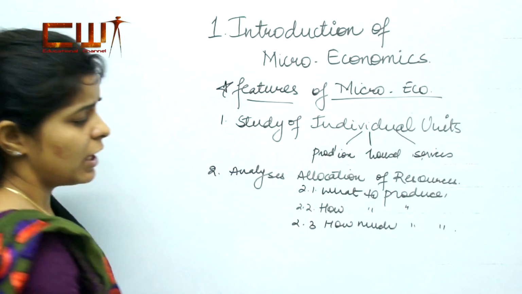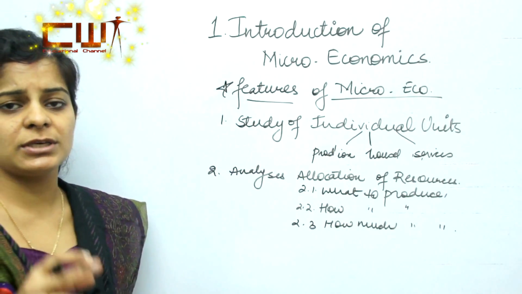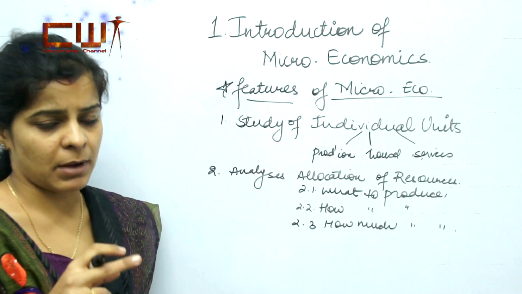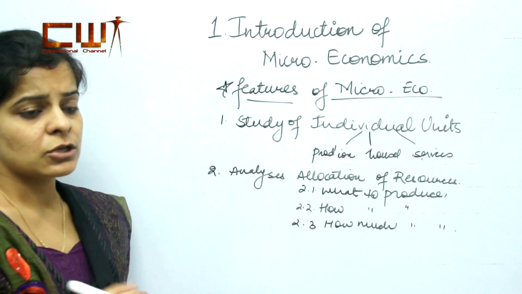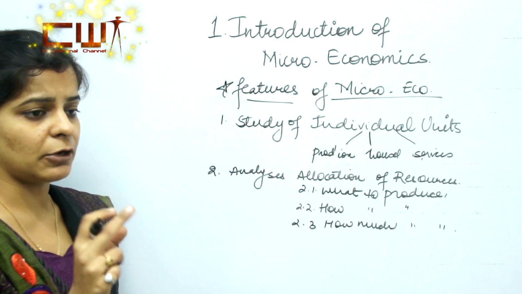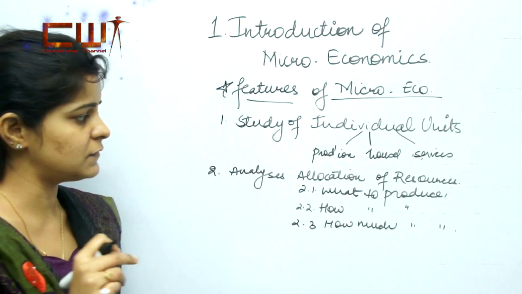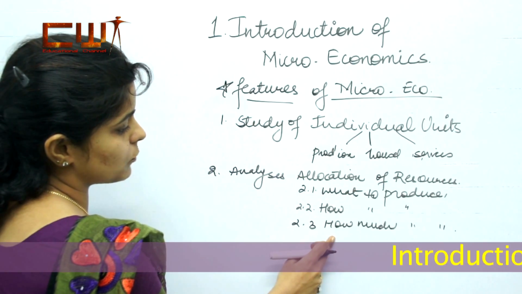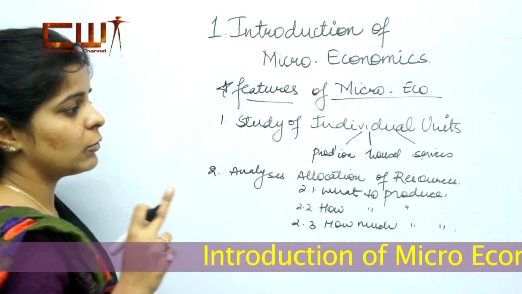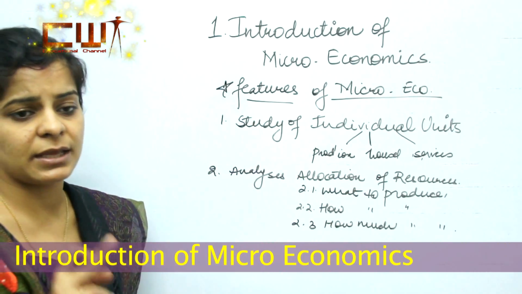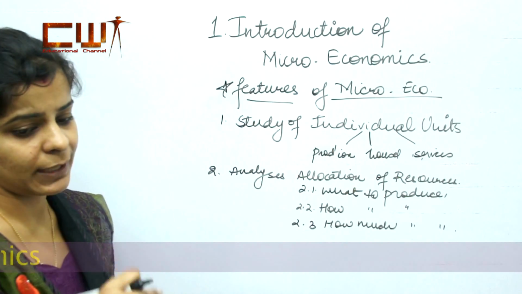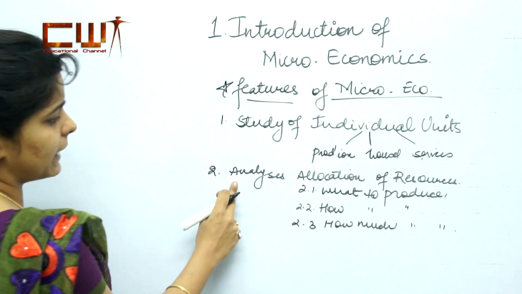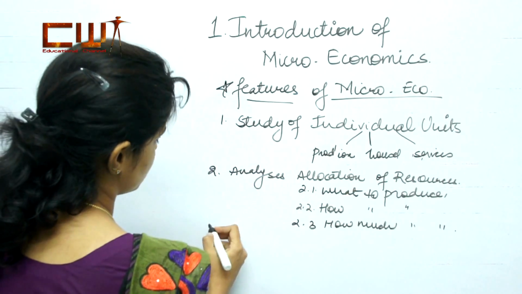How much to produce? You have to see how much is the demand of the product in the market. If the demand is less, you cannot have lots of supply. So in order to check the demand, you have to see demand and supply curves. So how much to produce means you will only produce as per the requirements in the society or as per the requirements of the consumer for the type of goods that you produce. Second is analyzes allocation of resources.